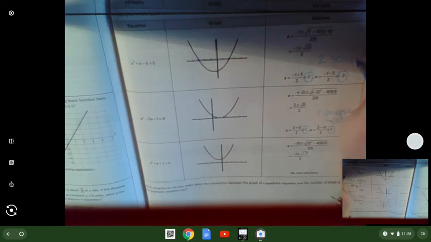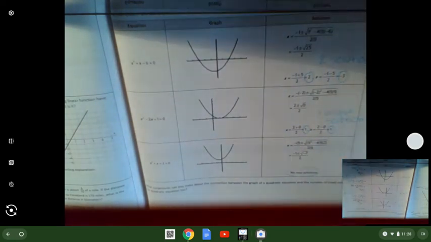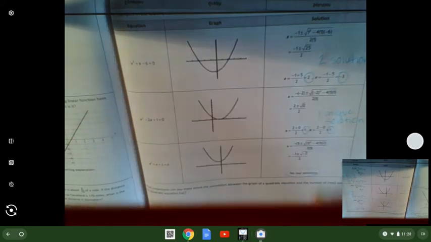And in this very last example, we got no solutions. Now, you may be thinking, why no solutions? We'll take a look at what is happening underneath this square root. Underneath that square root is a -7.